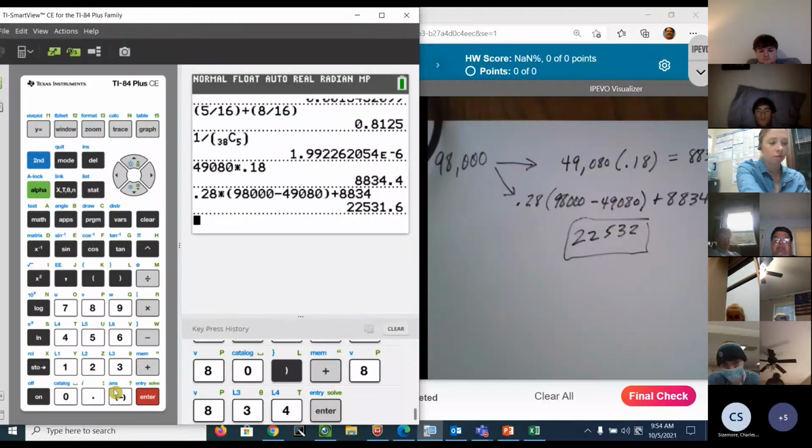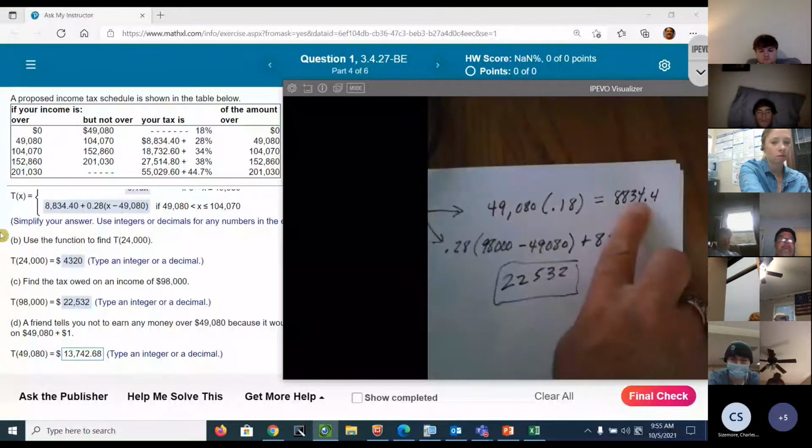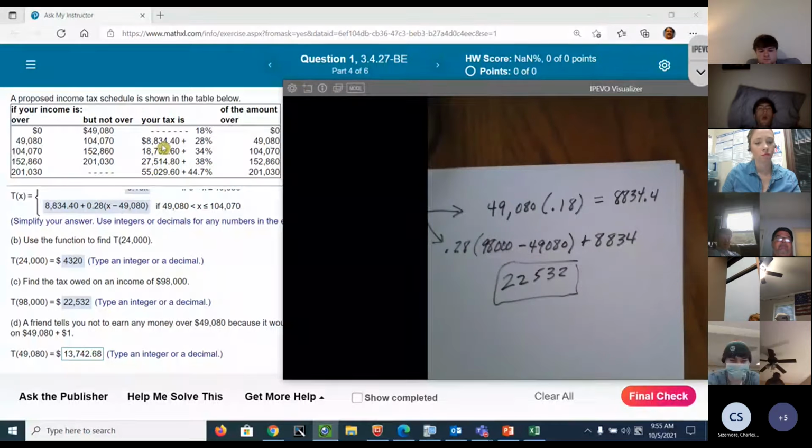And see, they don't even tell you right here, they don't even explain to you where that 8834 comes from. That 8834 comes from that first bracket. See, that's where that plus comes from. That plus 18, that's going to be plus the two brackets. The plus 27 is going to be plus the three brackets. The plus 55 is going to be plus the four brackets.